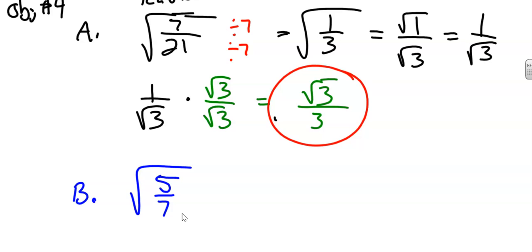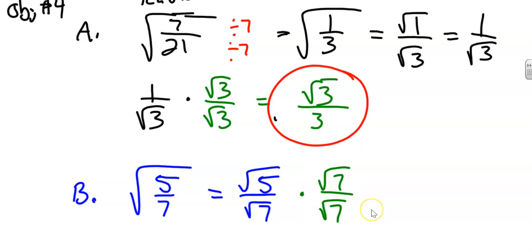Let's do one more of those. Square root of 5 over 7. Can't simplify, right? Nothing you can do on that one. So that one you can just break up into 2 parts, making it square root of 5 over square root of 7. And since there's no simplifying on that one, all we're going to do is multiply by that denominator radical.